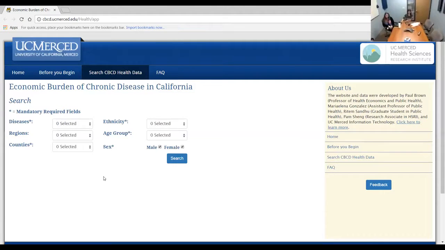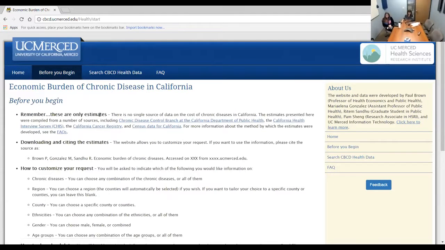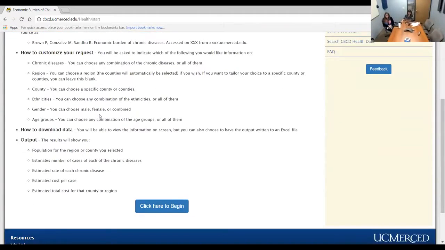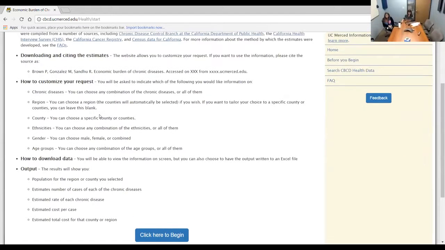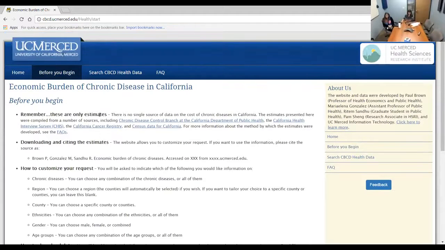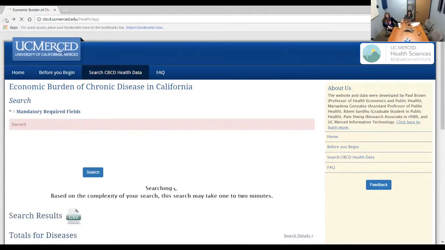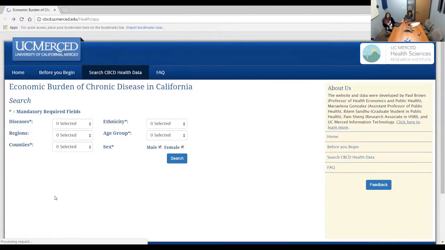Okay, wonderful. So this is from the University of California, Merced. We're going to go through a real-time example here, but for those folks who haven't used this before, we recommend you skim this before you begin. It'll talk to you about how to download and customize the request, and it'll give you some resources for understanding what these numbers mean and how they came up with them.